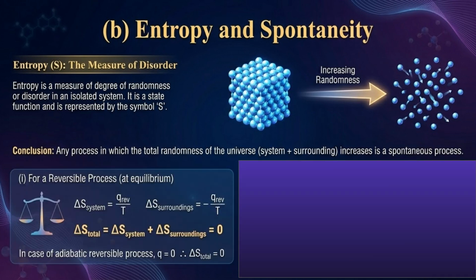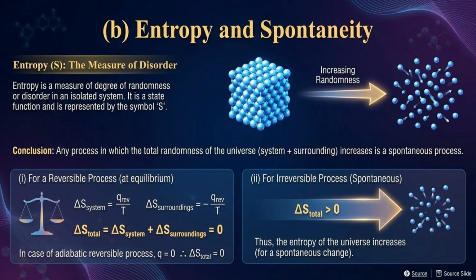For a reversible process at equilibrium, the total change in entropy of the universe is 0, meaning the entropy of the system and surroundings balances out. Comparing reversible and irreversible processes, the total entropy change is 0 for a reversible process, indicating equilibrium, but positive for an irreversible, spontaneous process, showing increasing universal disorder.